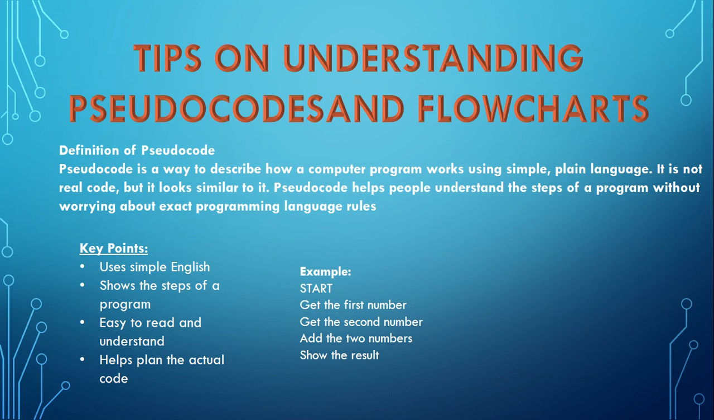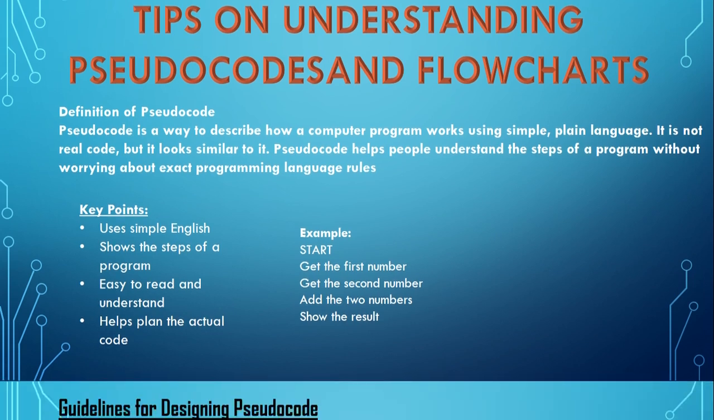And other people will say algorithm. When you hear the word algorithm, it just means steps forward in solving a problem. And pseudocode is one of the examples of algorithms. Later on, we shall look at flowcharts.